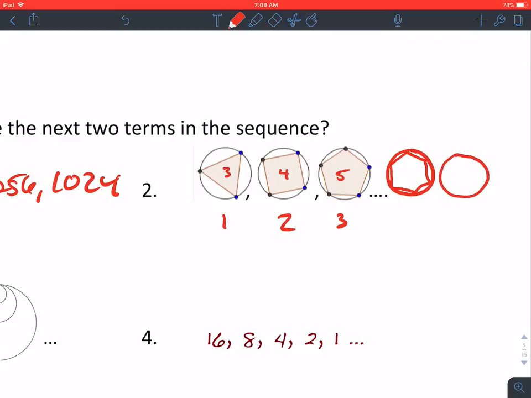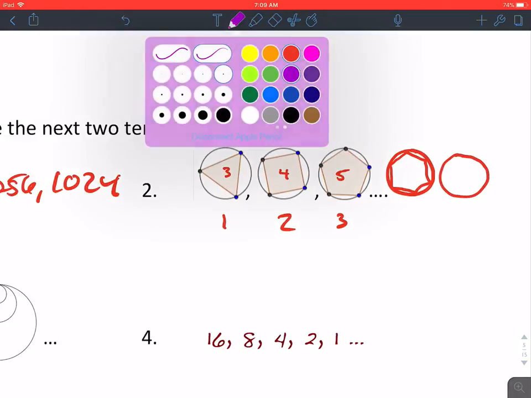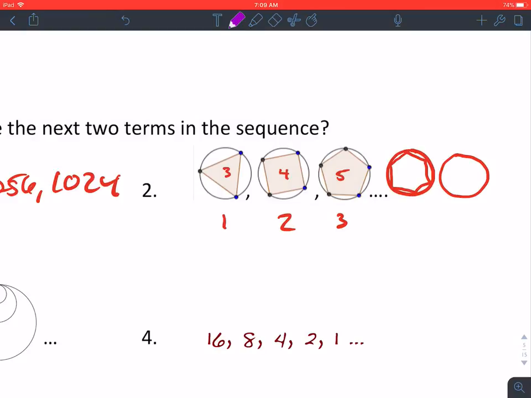And the one after that is going to be a septagon, not a decepticon, but a septagon, which has got 7 sides. A little harder to draw. 1, 2, 3, 4, 5, 6, 7.